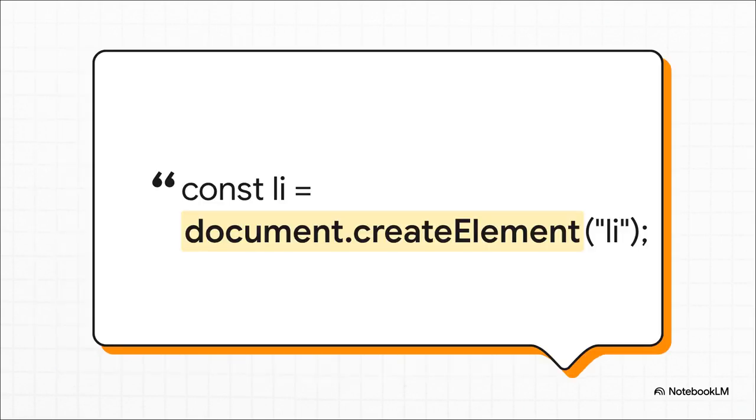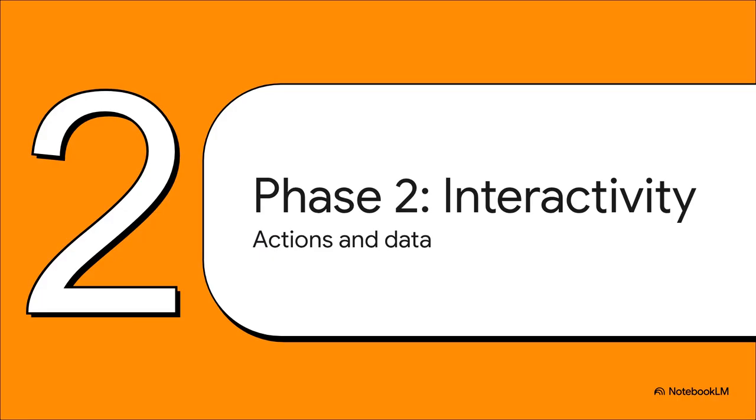And just look at the code. It's so simple it practically reads like English. You're just telling the browser, hey, make me a new list item, and we'll call it LI for short. And just like that, you've brought a new piece of the web page into existence. All right, so we can make stuff now. That's cool. But how do we make it do stuff?